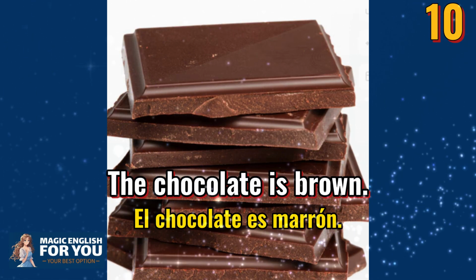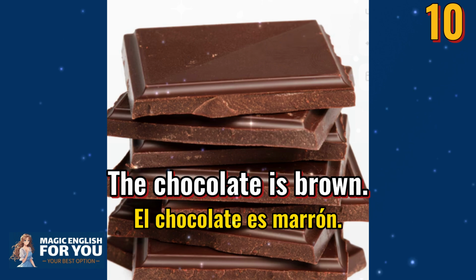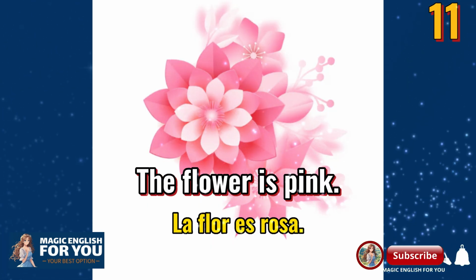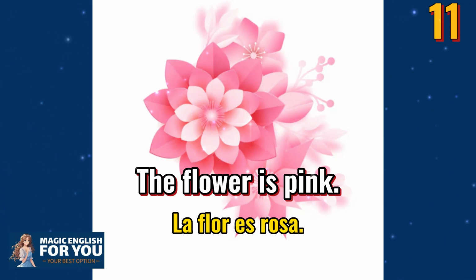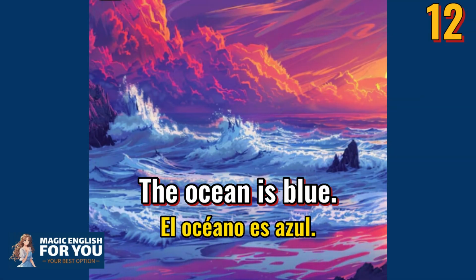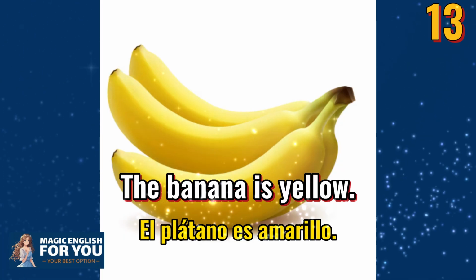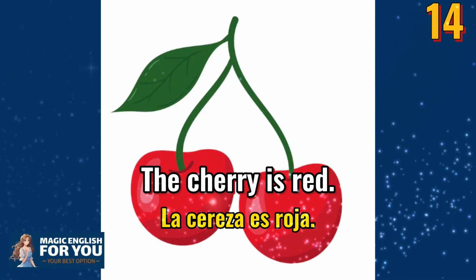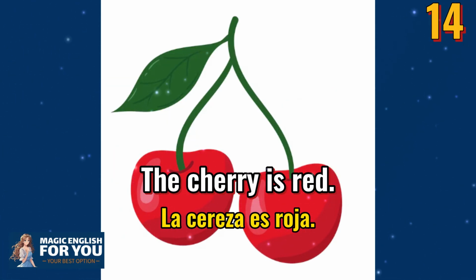The chocolate is brown. The flower is pink. The ocean is blue. The banana is yellow. The cherry is red.